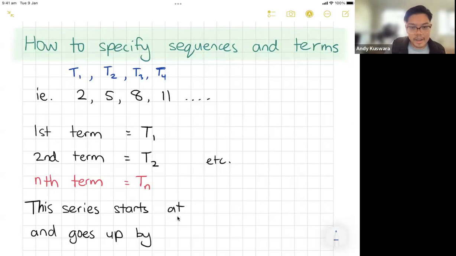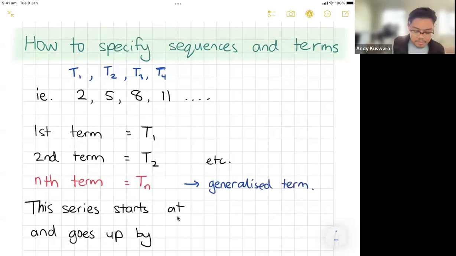But usually, to help us sort out more difficult problems, we have this nth term. If it's your fifth, then it's T5. If it's your 10th, then it's T10. And this is what we call a generalized term.